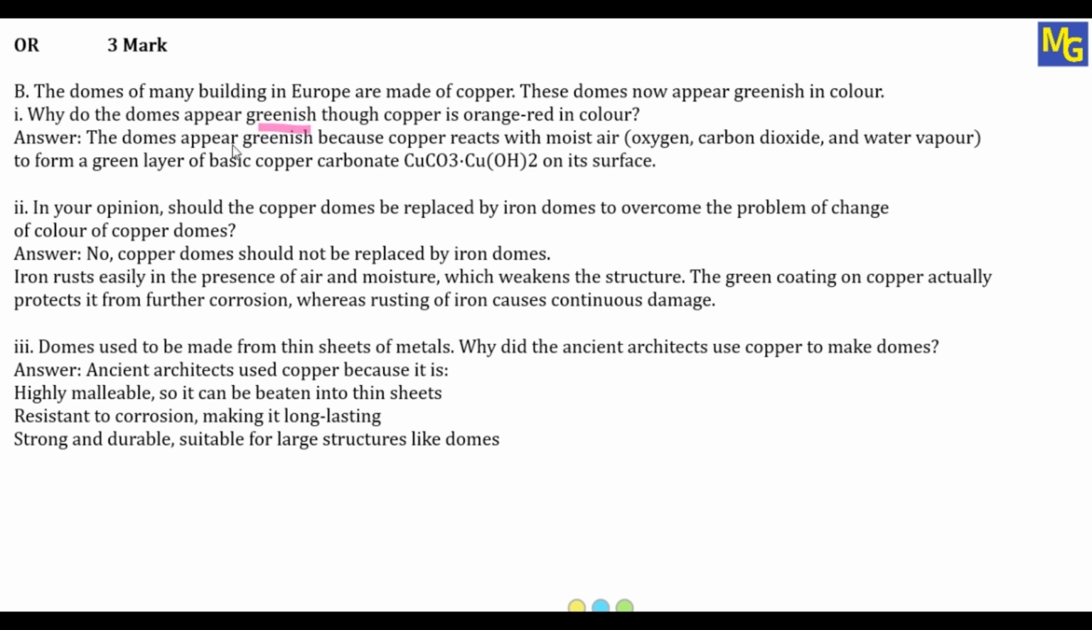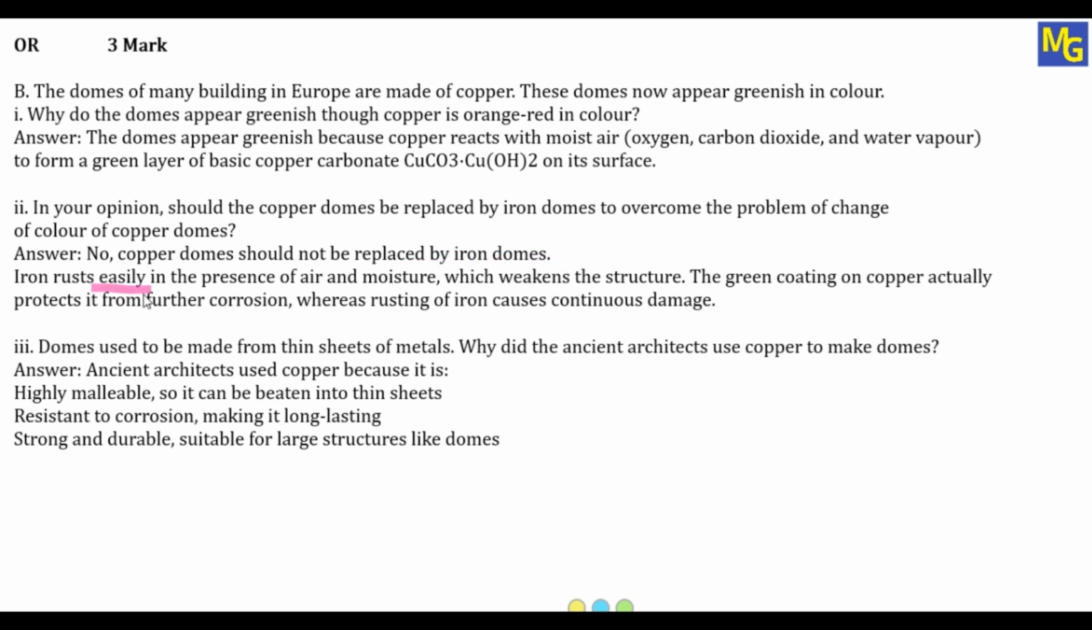Question number 2 is, in your opinion, should the copper domes be replaced by iron domes to overcome the problem of change of color of copper domes? So if the copper domes are changing color to greenish, should we replace that copper with iron? Actually the answer is no, because even iron undergoes corrosion. So no, copper domes should not be replaced by iron domes.